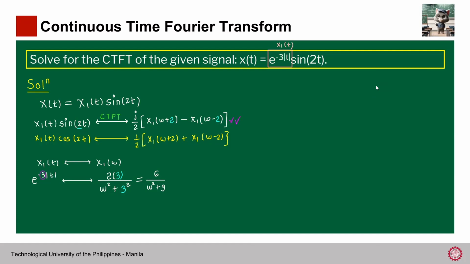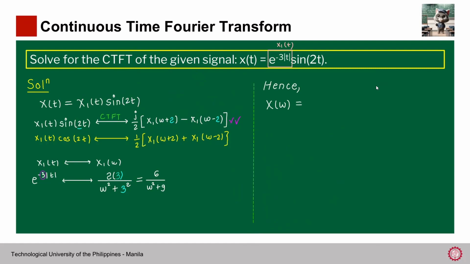So now guys, it's just a matter of combining this result with what we got earlier. Because remember, the answer we are looking for is j over 2 multiplied by x sub 1 of omega plus 2 minus x sub 1 of omega minus 2. That is easy since we already have x sub 1 of omega. Hence, we are actually solving for X of omega, capital letter X of omega.